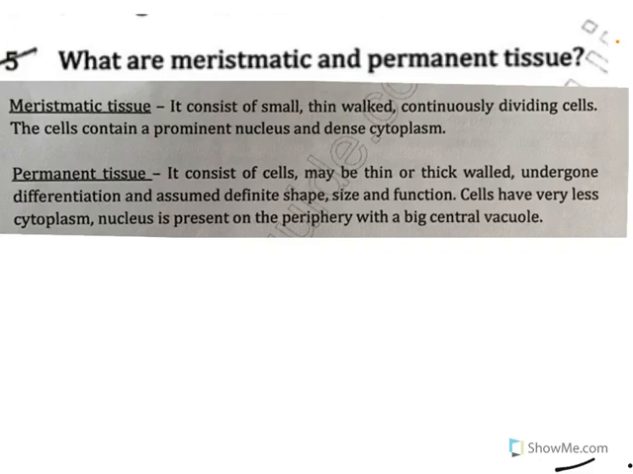What are meristematic and permanent tissues? Meristematic tissue consists of small, thin-walled cells continuously dividing. The cells contain a prominent nucleus and a dense cytoplasm. But when it comes to permanent tissue, it consists of cells that may be thin or thick. They undergo differentiation, meaning they get a definite shape, size and function.